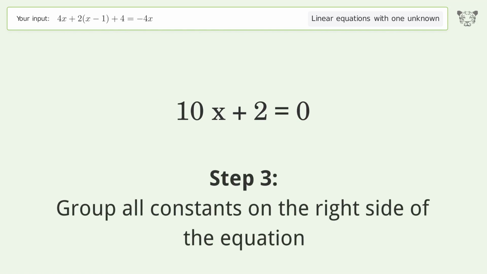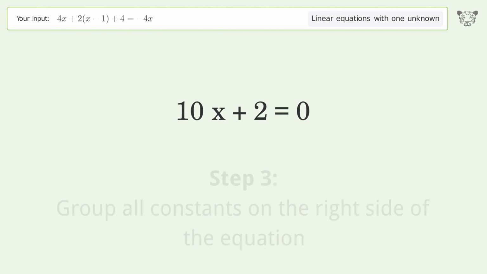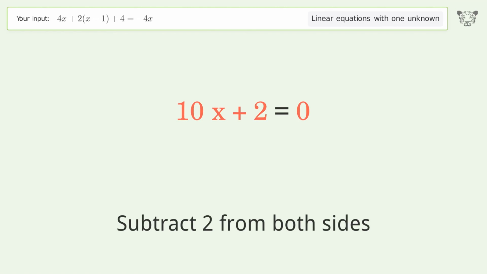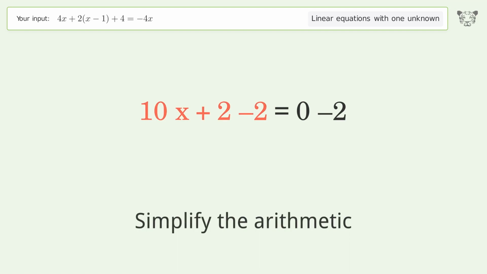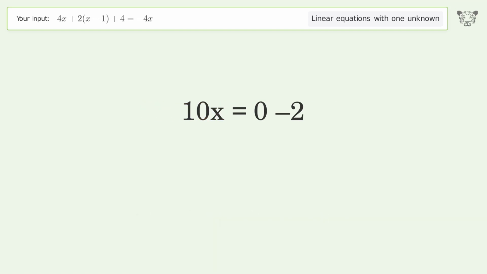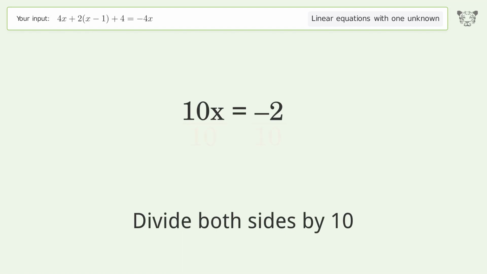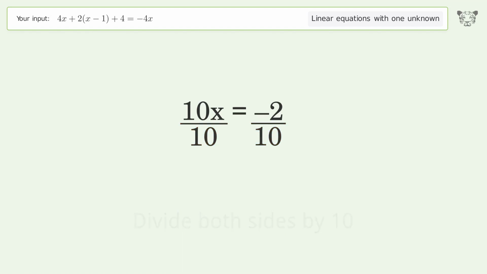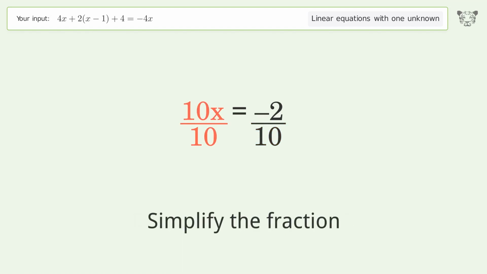Group all constants on the right side of the equation. Subtract 2 from both sides. Simplify the arithmetic. Isolate the x. Divide both sides by 10. Simplify the fraction.